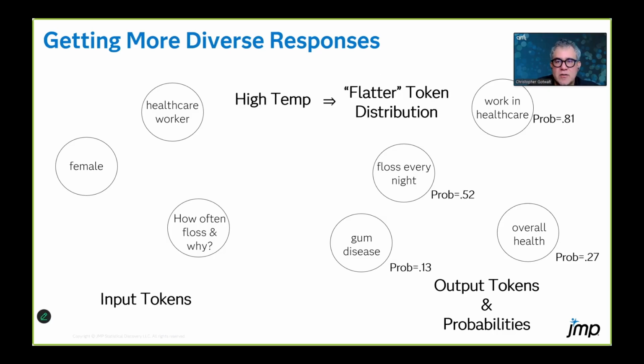If a higher temperature is chosen, the same set of tokens will apply, but the distribution will be made more flat, allowing more variation in the responses, leading to responses like, "I floss every night. Since I work in healthcare, I've seen the results of gum disease on my patients." Or, "I floss every night because I take my overall health seriously."